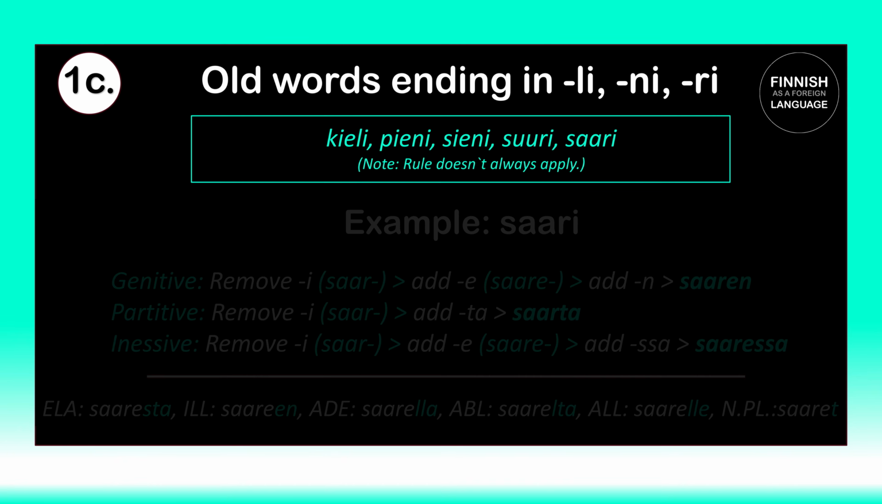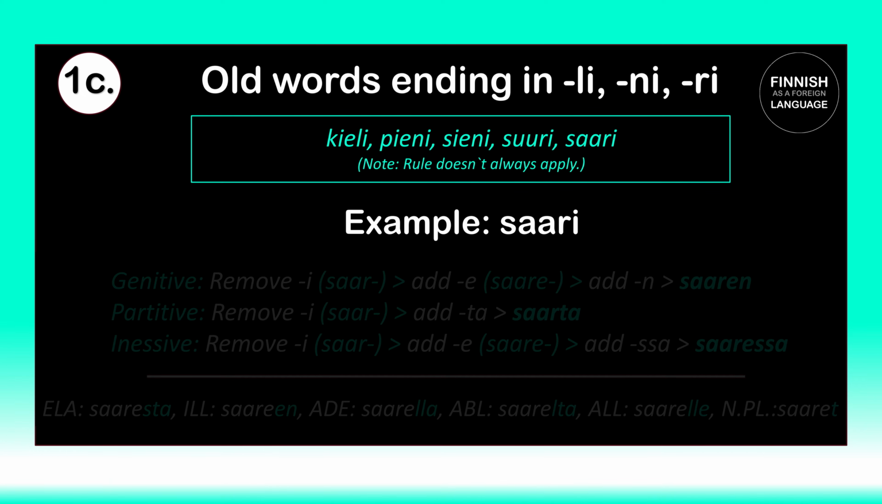Then we have our third group, which is about all words ending in li, ni, or ri. Such words are, for example, kieli, which means language, or pieni, which means small or little. Then we also have sieni, which means mushroom, suuri, which can mean big or large, and saari, which means island. Let's take a look at one example.